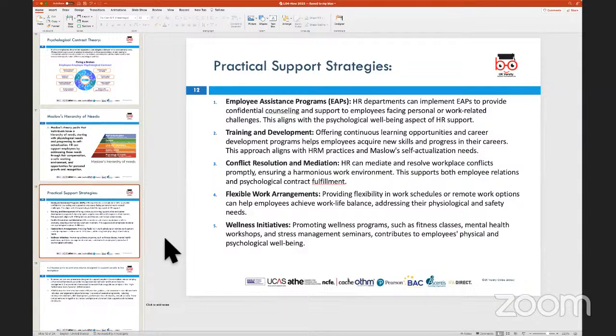Microsoft, for example, in some places across the world has adopted a 4-day working week, and they generally feel that this experimentation that they've done has made their employees more productive in that part of the world, and this allows for flexible work arrangements. We look at wellness initiatives.